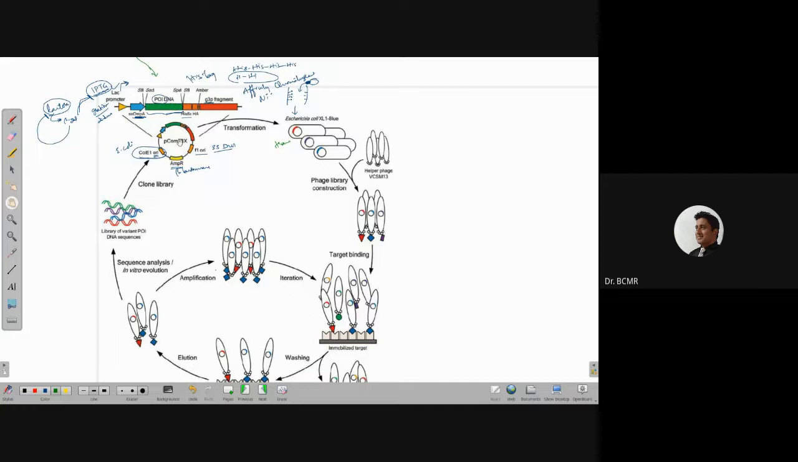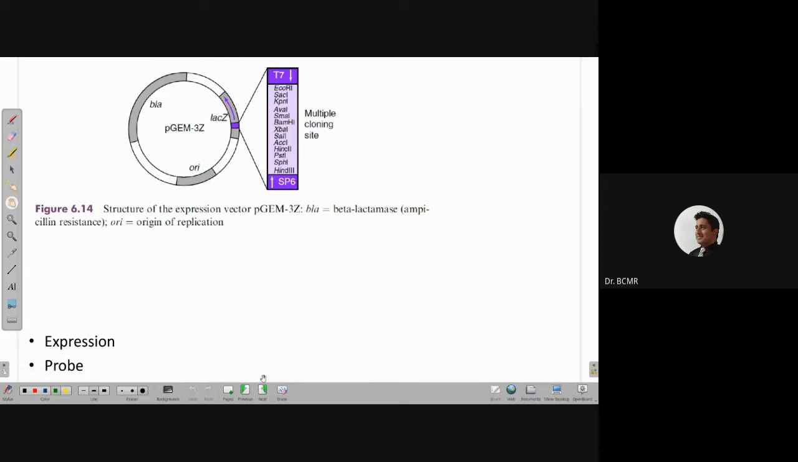So we are supposed to still look at several vectors. They will come, and we will discuss them at certain points when we have to solve some problems. So right now I'm trying to describe the elements that are present in this particular vector called pGEM-3Z. Origin of replication for replication within E. coli. And bla is the beta-lactamase or ampicillin resistance gene. And lacZ, you remember, because we were using something called alpha complementation, right? That is useful for blue-white screening.